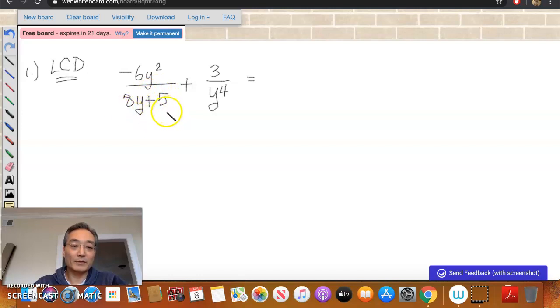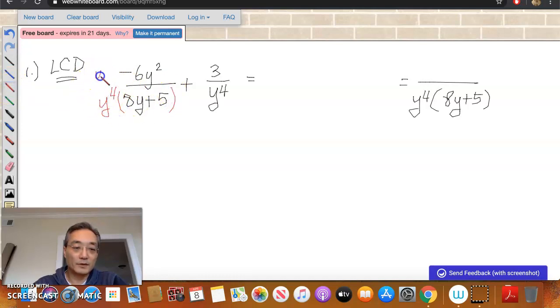So we have a binomial factor and a monomial factor. Our final LCD is going to have both, correct? We're going to have y to the fourth, and then the 8y plus 5. In order to have that, we have to multiply both of these rational expressions by whatever factor is missing. The first one, we're going to have to multiply top and bottom by y to the fourth.